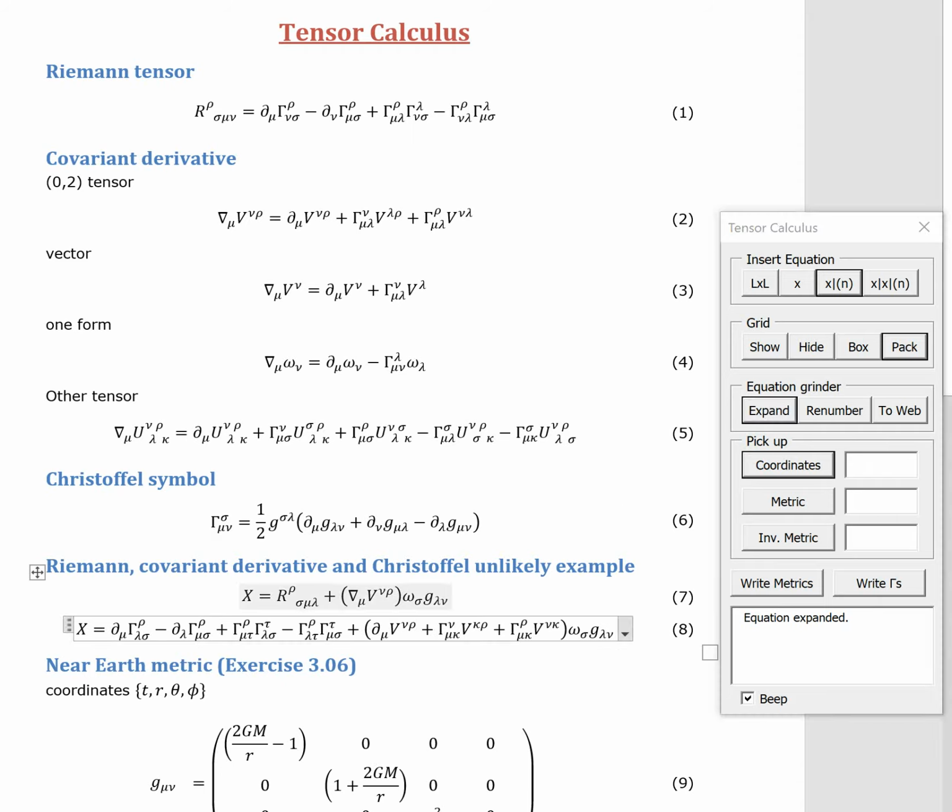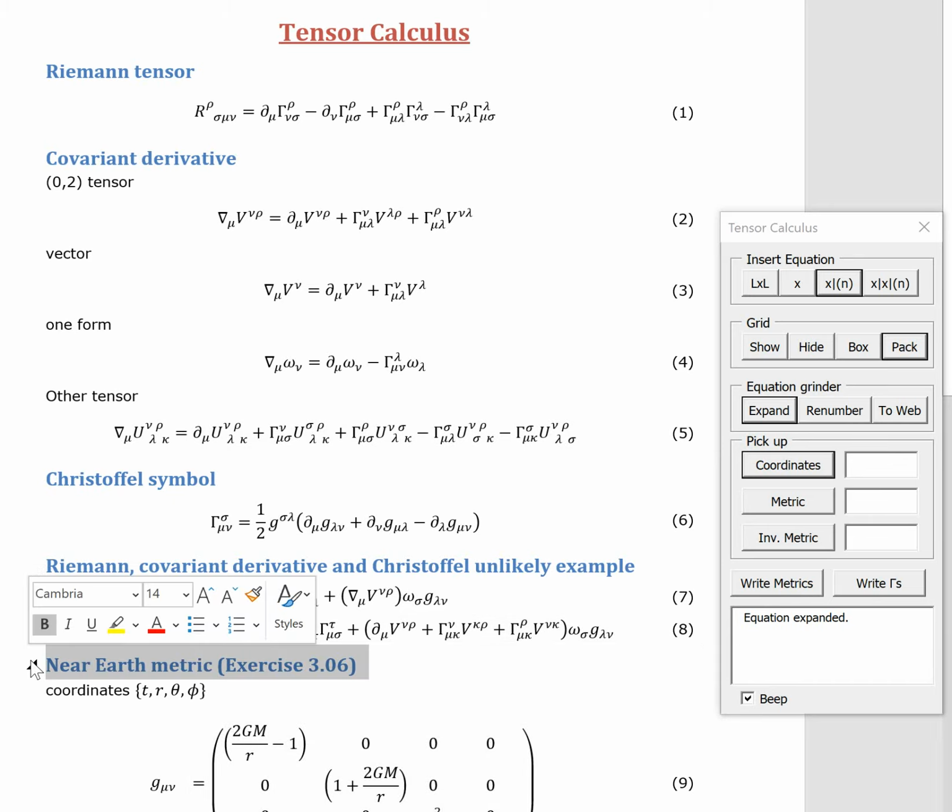So the Riemann tensor got expanded into those four terms there, and the covariant derivative into those three terms there. Three terms because it was a rank 2 tensor you were taking a covariant derivative of. With a bigger rank tensor, there are more terms. And then, of course, you need to go and expand the Christoffel symbols in there, which all gets a bit messy.